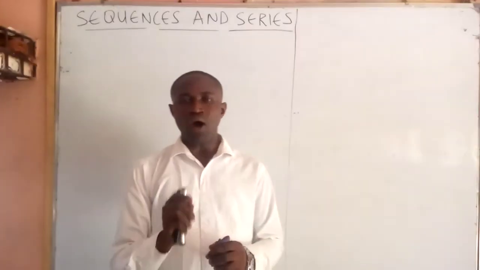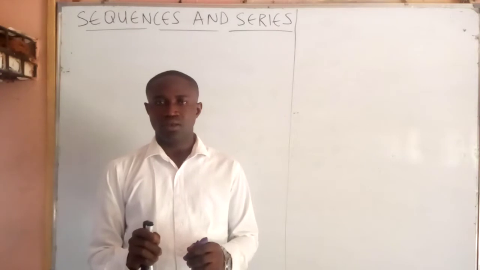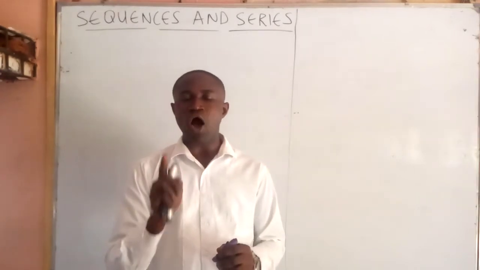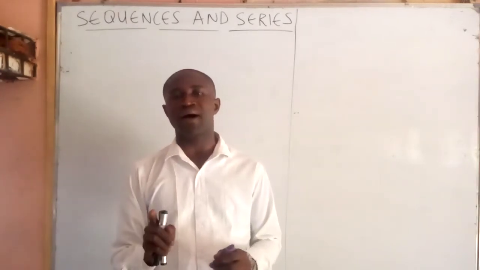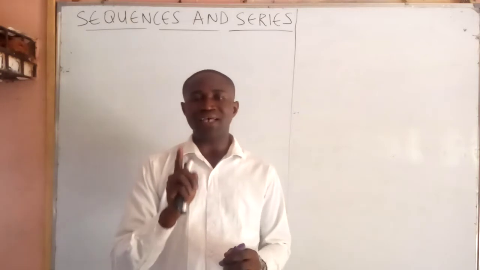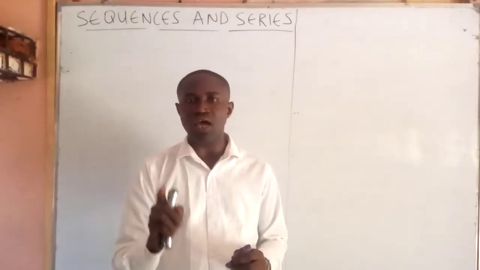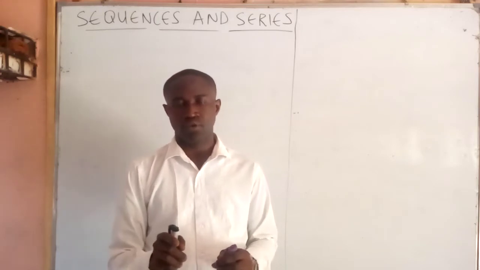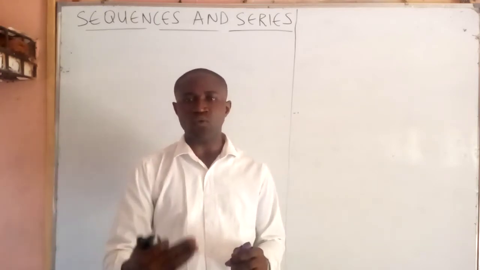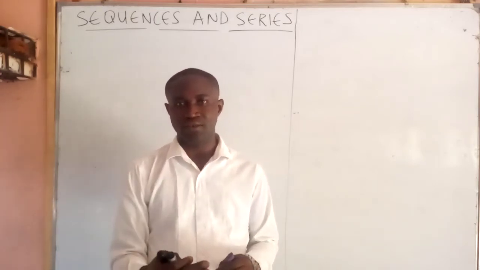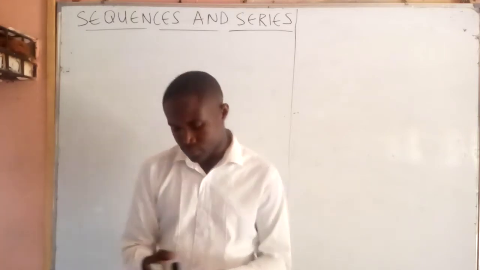Okay, what is a sequence? A sequence is an orderly arrangement of numbers. The numbers are called terms and they are separated from one another using comma. Sum of a given sequence is called a series. See what we mean.